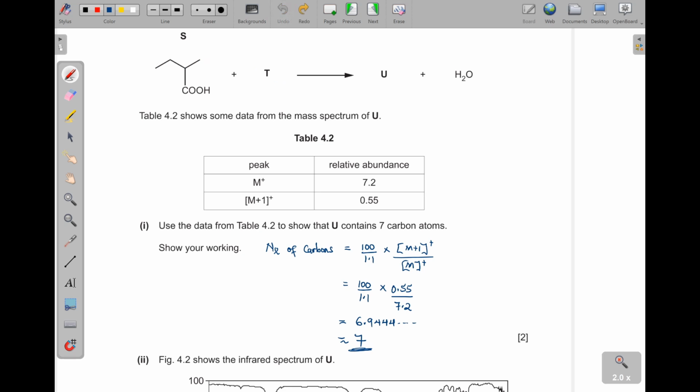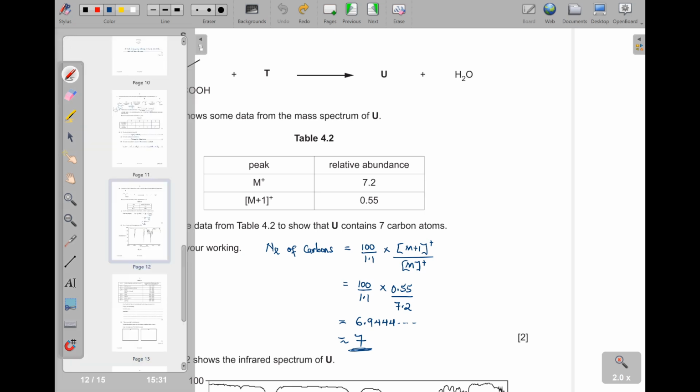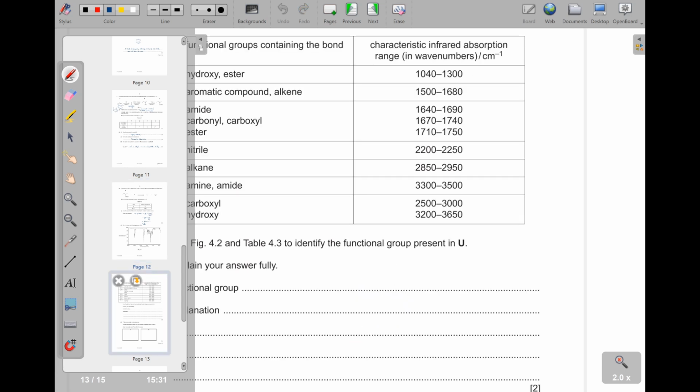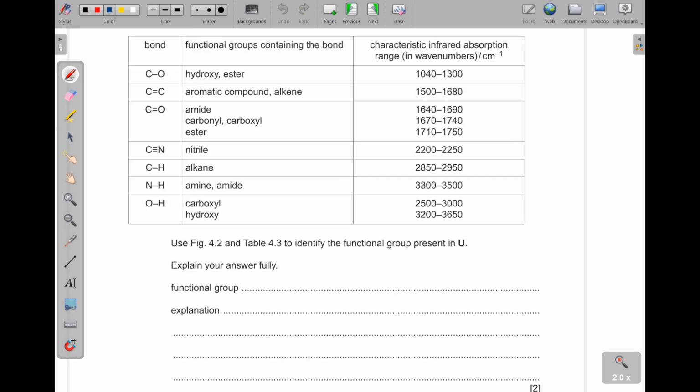Okay? So, if U is an ester, let's look at the infrared absorption for an ester. We see an ester here. This is 1710. Okay?